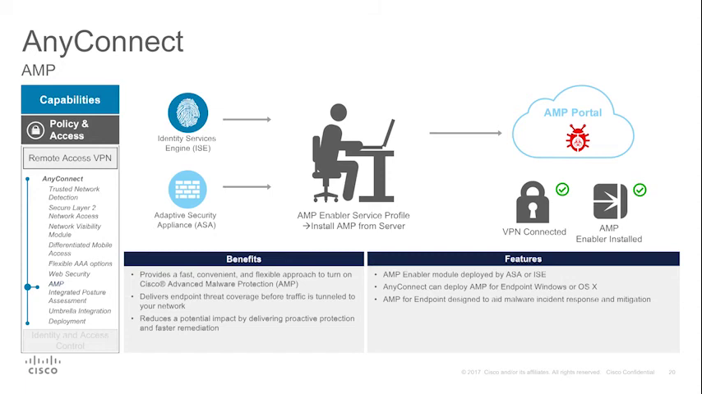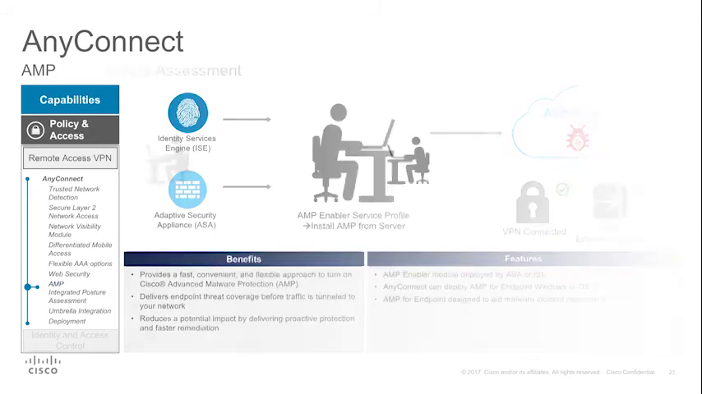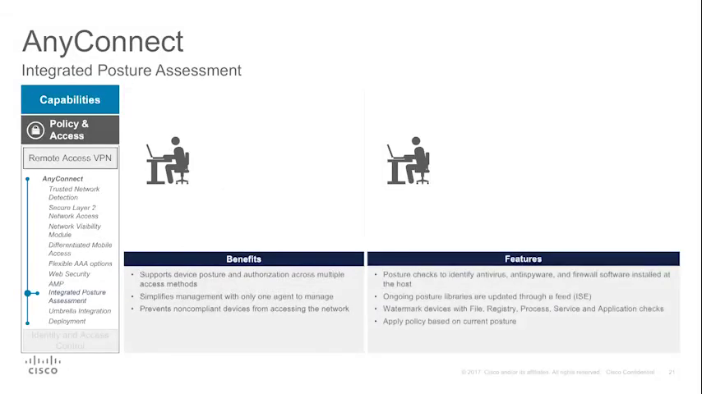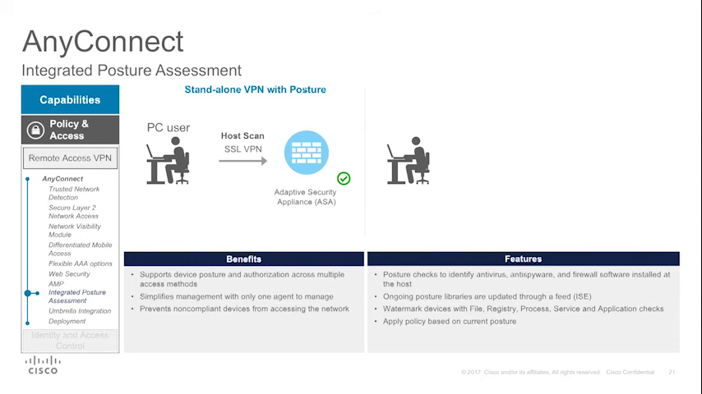Finally, AnyConnect offers streamlined endpoint compliance with integrated posture assessment. The AnyConnect Posture module provides the AnyConnect Mobility Client the ability to identify the operating system, antivirus, anti-spyware, and firewall software installed on the host. The Host Scan application, which is among the components delivered by the Posture module, gathers this information.